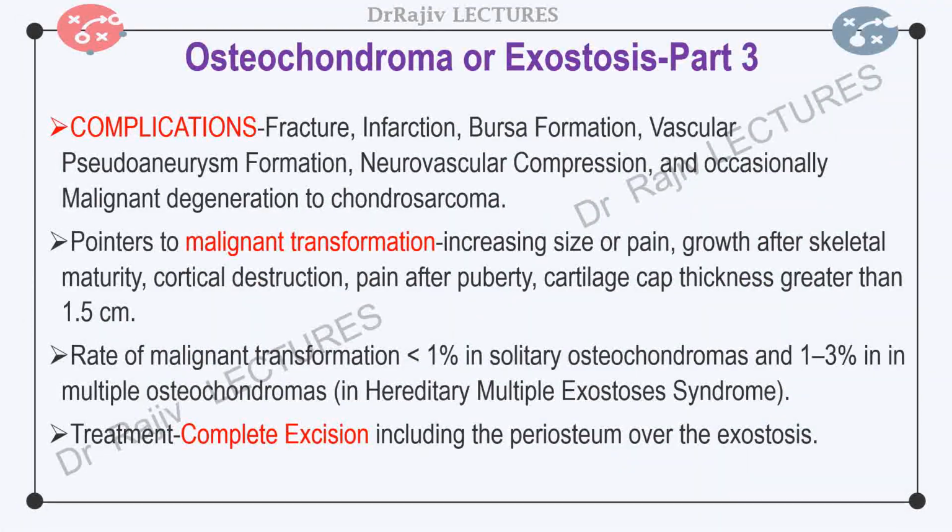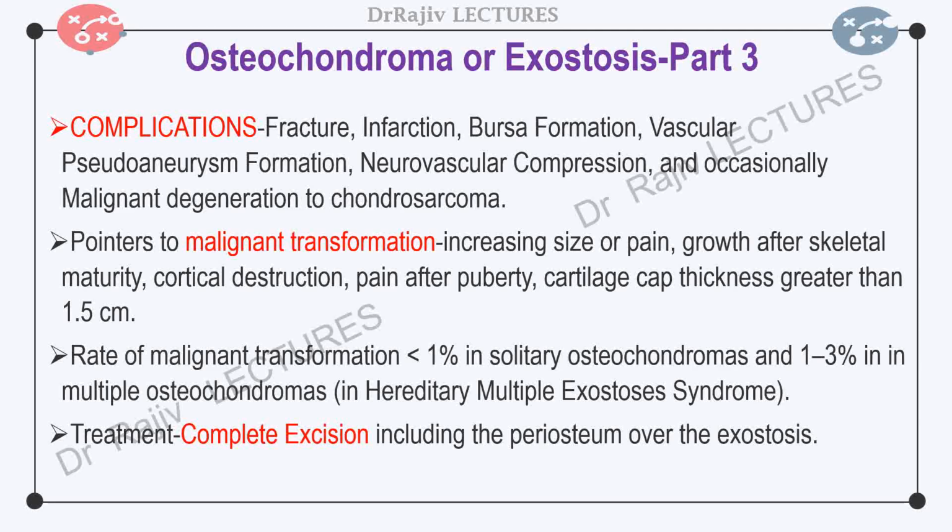There are several well-documented complications like fracture, infarction, bursa formation, vascular pseudoaneurysm formation, neurovascular compression, and occasionally malignant degeneration to chondrosarcoma. The features associated with malignant transformation are increasing size or pain, growth after skeletal maturity, cortical destruction, pain after puberty, and cartilage cap thickness greater than 1.5 cm.